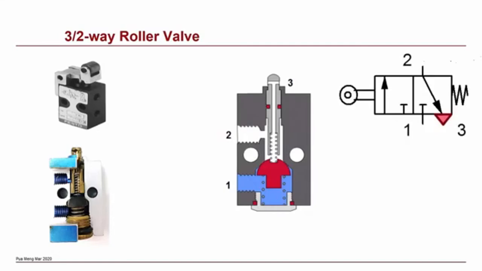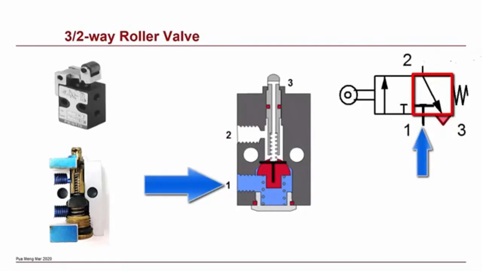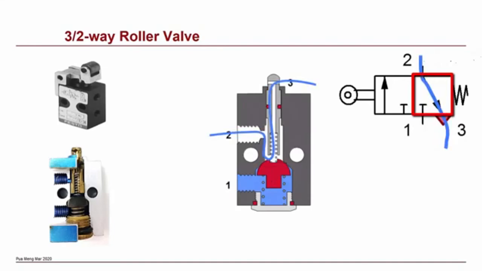When the roller valve is not activated, compressed air supply to port 1 is blocked. But port 2 and 3 are connected. That is, air can travel freely between the two ports. Note that port 3 is normally an exhaust port; air escapes to atmosphere through this port. Try to trace out the air path of the cross-sectional view and the symbol shown. They both correspond to each other.